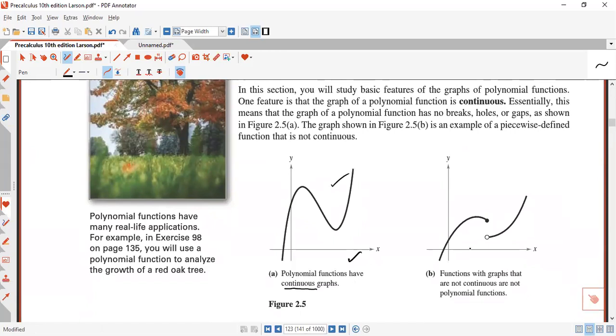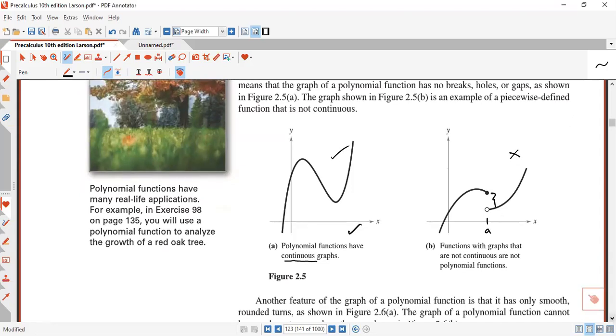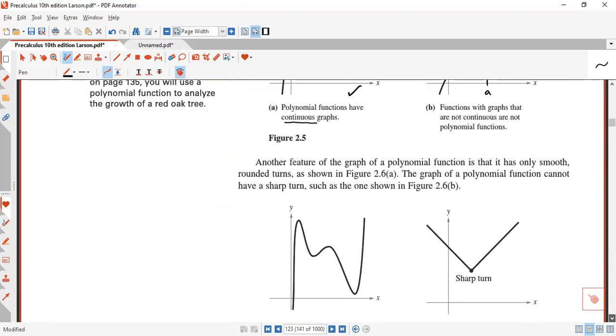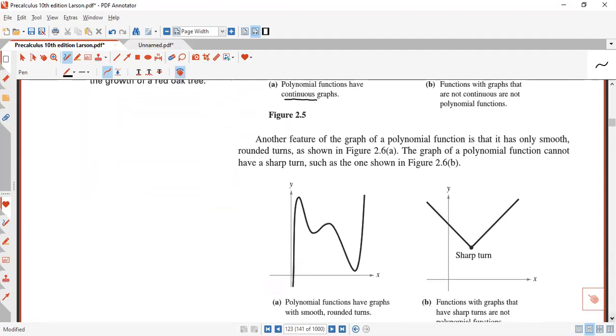But if there is any gap, just like here in this example B, this graph is disconnected at a point, let's suppose A. So this cannot be the graph of a polynomial. So the first property of the graph of a polynomial is that a polynomial will always generate a continuous graph.